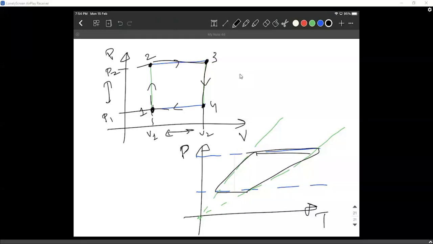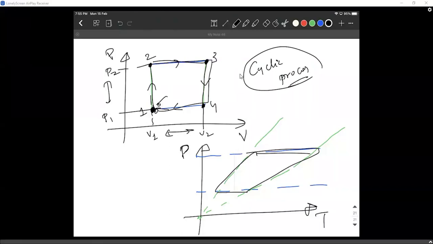Now guys, remember all these processes are called cyclic processes, okay? Cyclic process, because it is following a cyclic method. It's starting at one of these points, going and coming back to the same point. So all these processes are basically called cyclic processes. So just a name that you need to stick on to. All right. Now, I think it's clear for everyone.